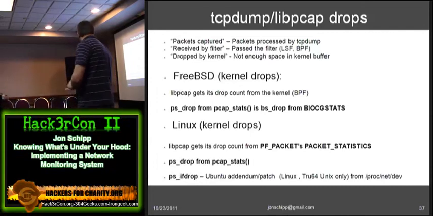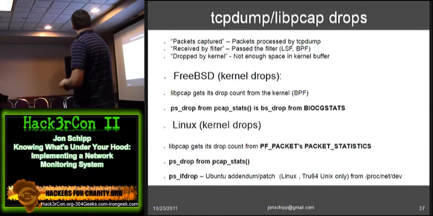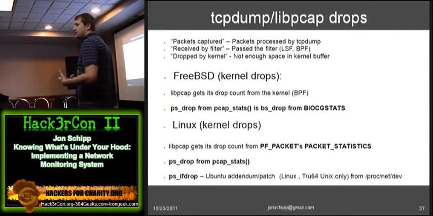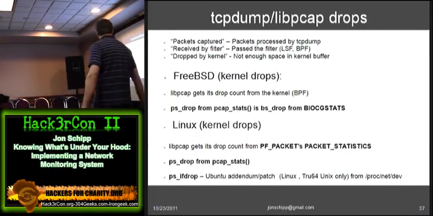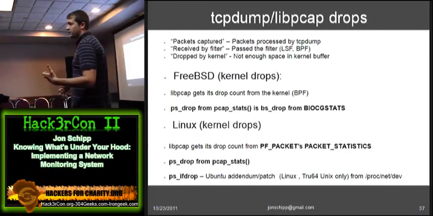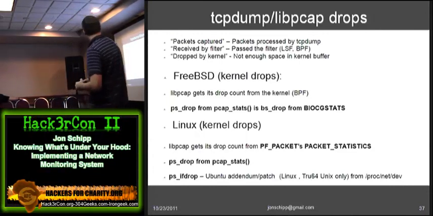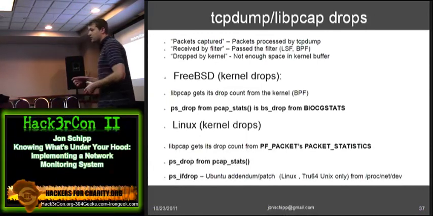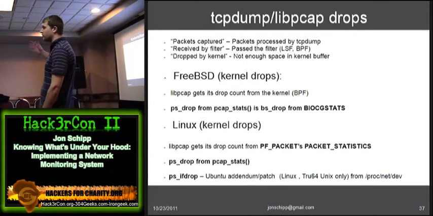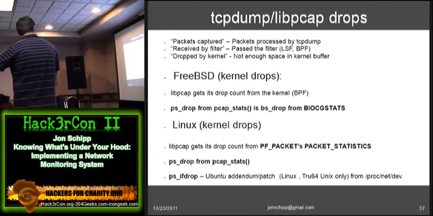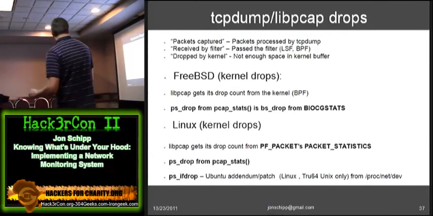So, packets captured basically means the packets have made it to tcpdump and were processed by tcpdump. So that's what we want. Packets received by filter means they pass the BPF or LSF filter. And dropped by kernel means there's not enough space in the kernel buffer. So if you're on BPF and you're dropping, that's just telling you that your BPF buffer is overflowing. And the same with LSF, except LSF does it a little differently.